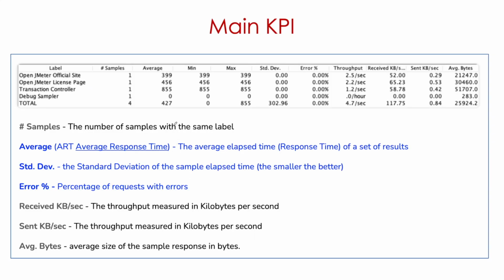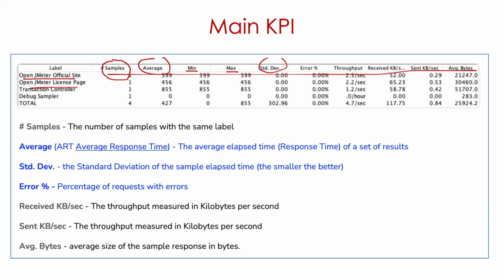Okay, as you can see, the snapshot shows you some main KPIs from the JMeter summary report. The first one, samples. The samples indicates how many requests have been sent out from the client to the target system, and is grouped by the label. Okay, average is ART. We call it average response time. It's the average elapsed time of a set of results. Also, we have a mean and a max.